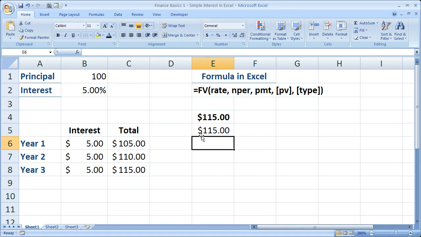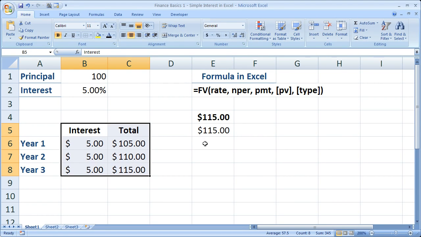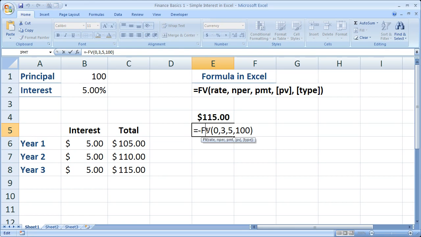So that's pretty much what simple interest is, how you can calculate it by hand if you have to, and how you can use the future value function to calculate the interest, simple interest.